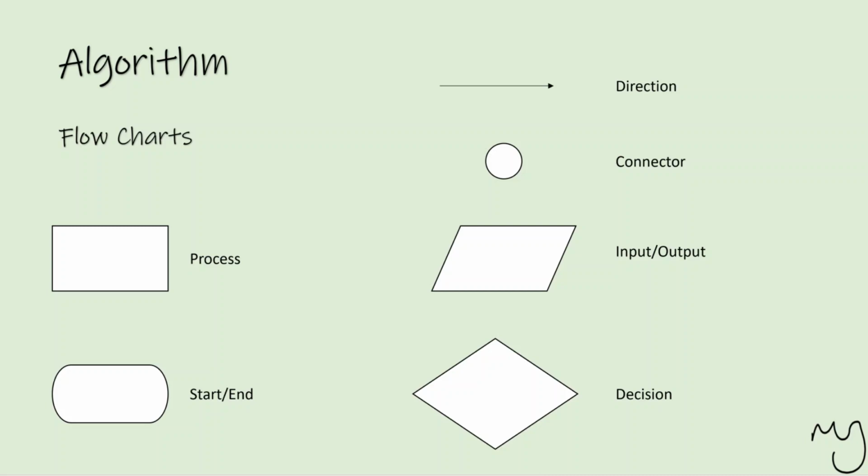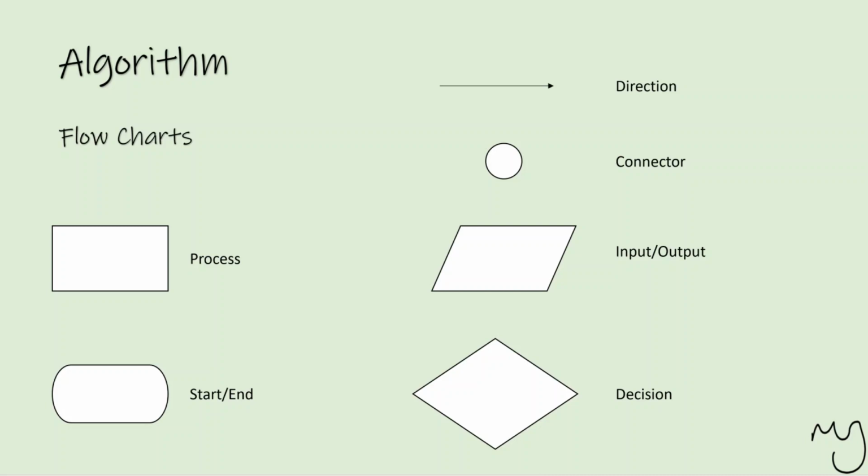The second form of algorithm that I wanted to talk to you about was flowcharts. Here I've got 1, 2, 3, 4, 5, 6 different symbols, and usually you're not going to need to use any more than these 6 symbols when you put together an algorithm, particularly at GCSE level. I'm just going to go through these briefly with you.